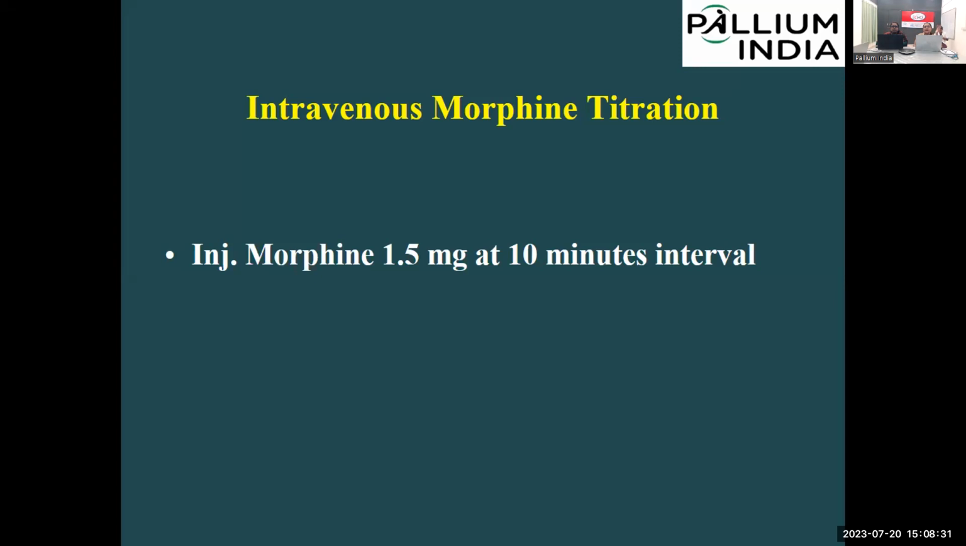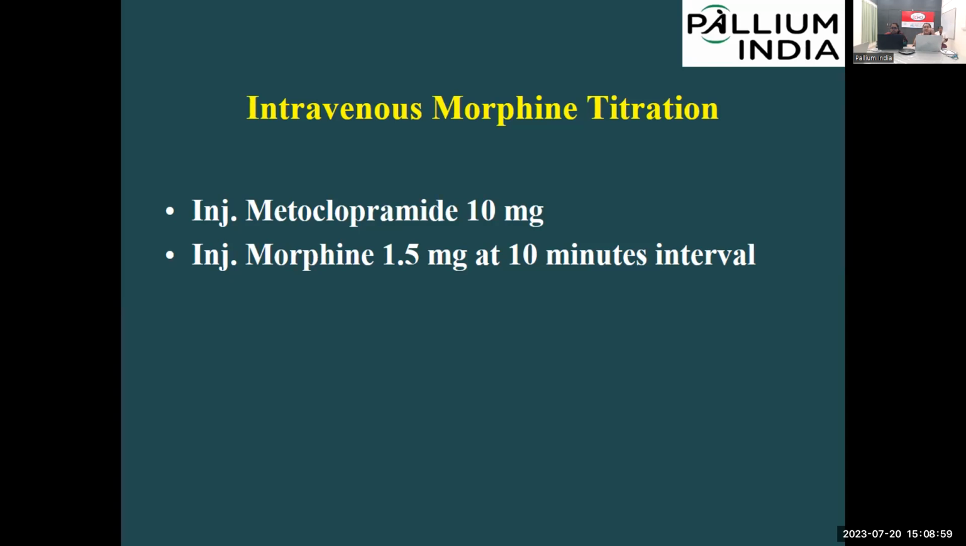To manage that, usually before we start the intravenous morphine titration, we give the patient injection metoclopramide 10 milligram. So an antiemetic is given before starting the morphine titration. Once the antiemetic metoclopramide is given, then the morphine titration is started. 1.5 milligram of morphine is given at every 10 minute interval.